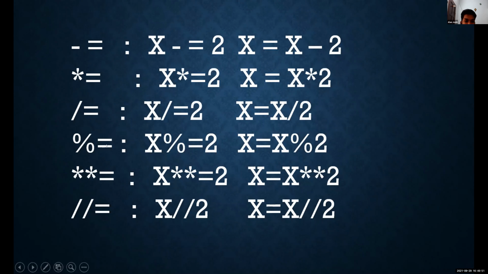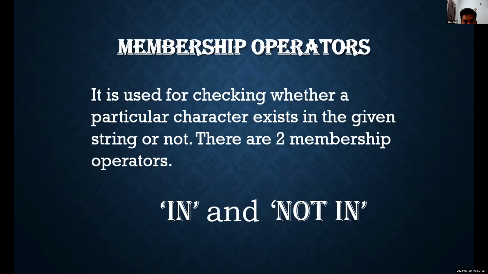And the modulo operator is like that. x mod equal to 2. Here x is equal to x mod 2. And the exponent operator and equal to. x exponent equal to 2. Then the answer is x is equal to x exponent 2. And the floor division and equal to, then it is x floor equal to 2, which is x is equal to x floor division by 2.